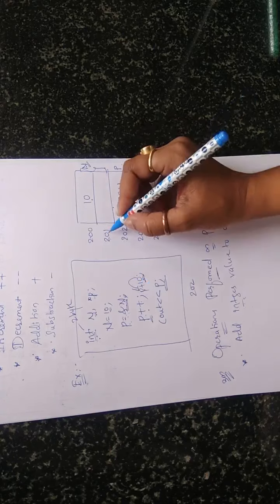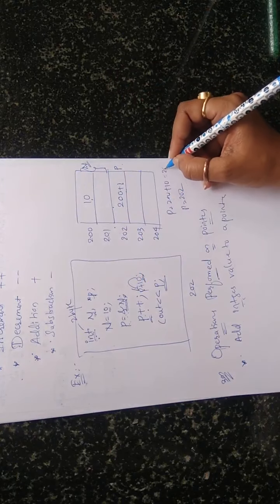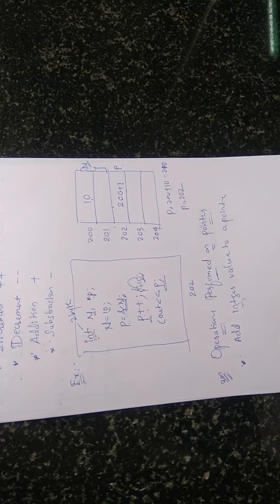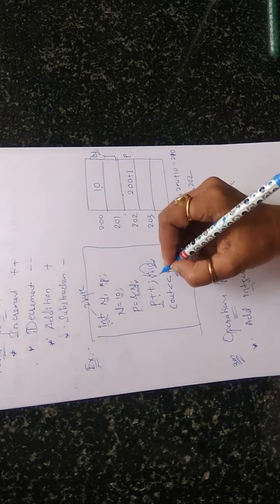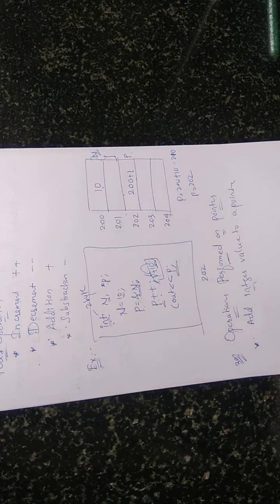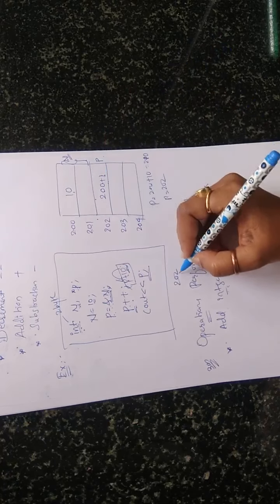So what is there in p? In p, consider it as 200 plus 10. So it will display you 210. Like this, some integer values you can add to your pointer variable. If you are getting confused, you can write the output like 201 only.